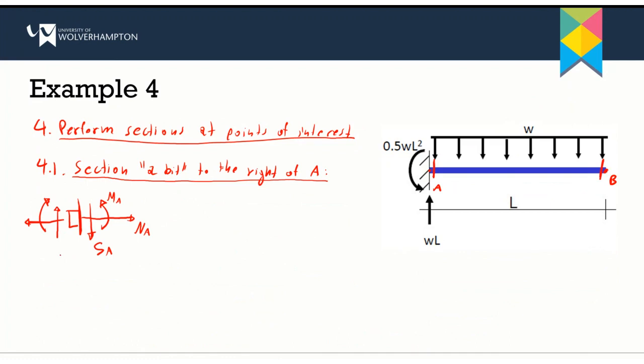I also have the support reactions. The vertical one is WL. The moment is WL squared over 2. And the horizontal is 0. So, as you will see over here, because I have drawn the support reactions as if they were internal forces, it is quite easy to get the internal forces directly, because all of them will be equal to each other. In other words, I would not need to perform this section. I already have the internal forces. But only for this example, let me do this analytically.